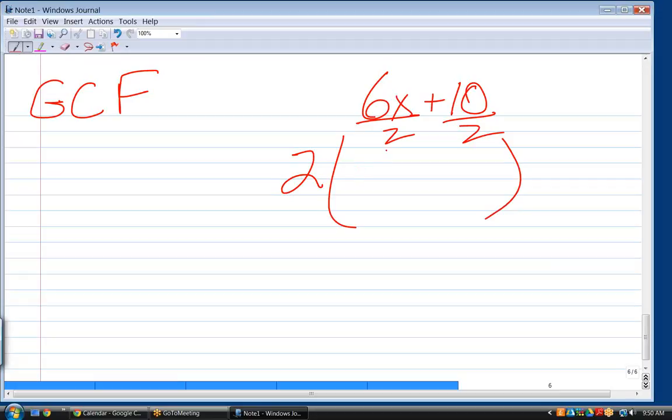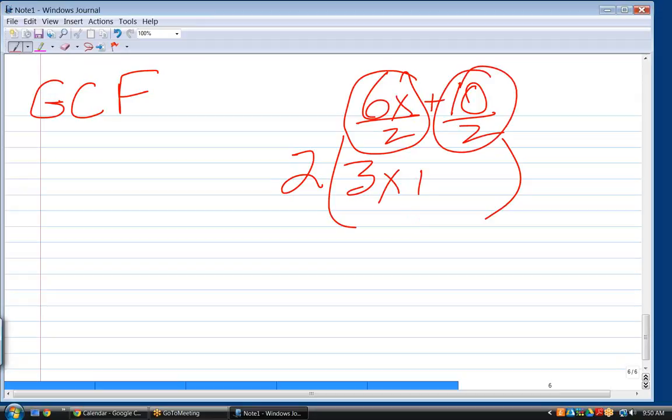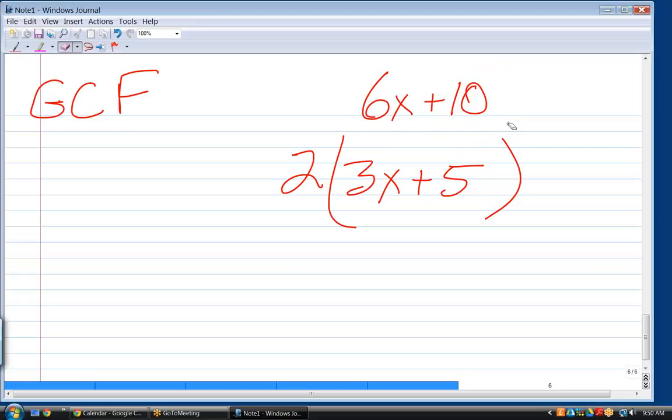2 times 5. Hold on. What's that equal to? 3x. And what's that equal to? 5. Plus 5. I can't not use the plus sign here. Because now, after you've taken out the greatest common factor, what you've essentially done is taken this expression and unmultiplied it. I've represented this thing as the product of 2 things. It's now the number 2 times the quantity 3x plus 5.